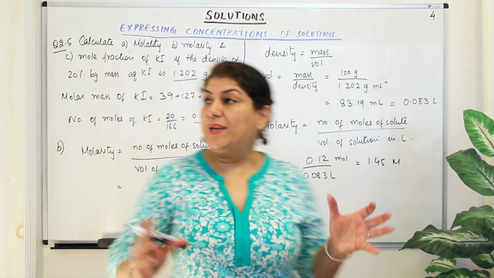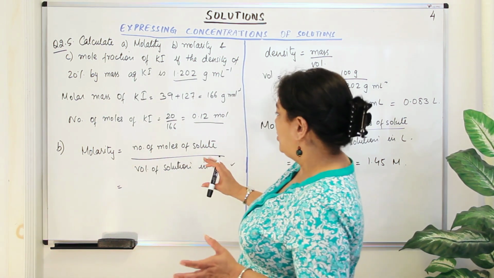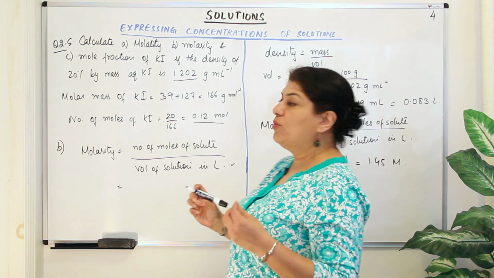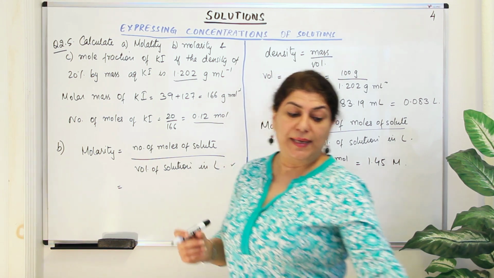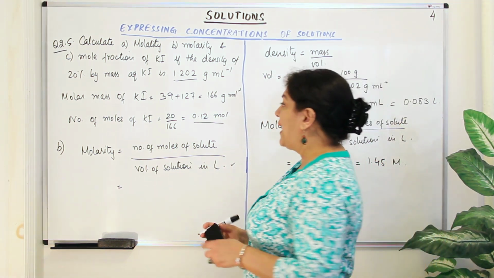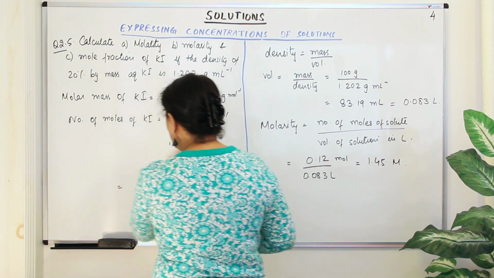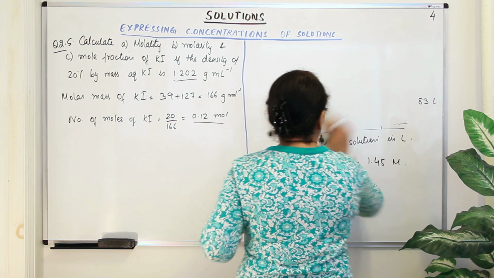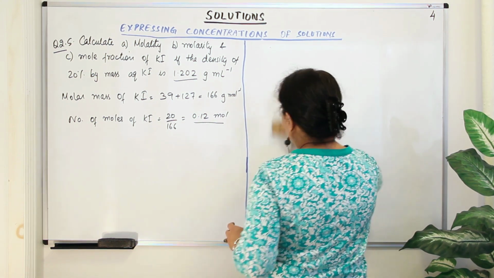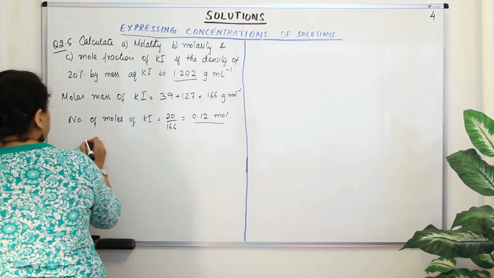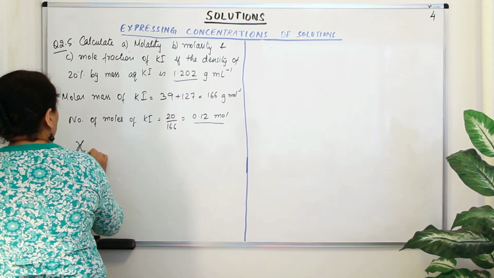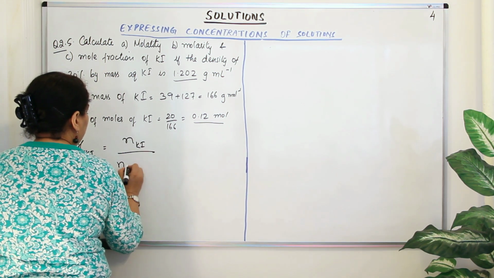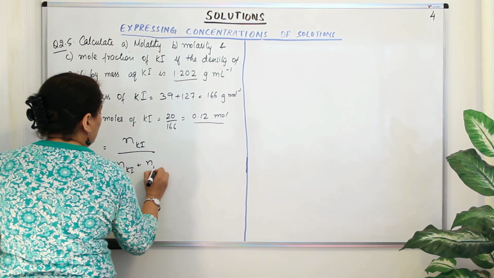Now the third part of the question is that you have to find out the mole fraction. What is mole fraction? Mole fraction is the number of moles of the solute divided by the total number of moles of the solute and the solvent. So let us now write down the mole fraction. Mole fraction is represented by X. The mole fraction of KI would be equal to the number of moles of KI divided by the number of moles of KI plus the number of moles of water.